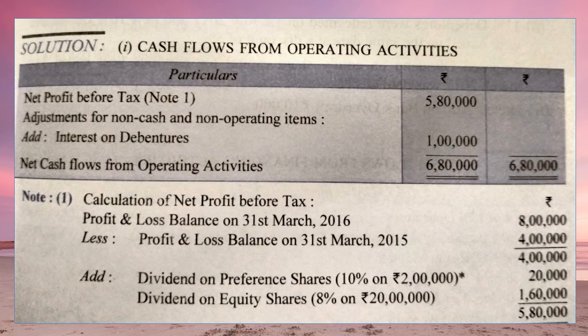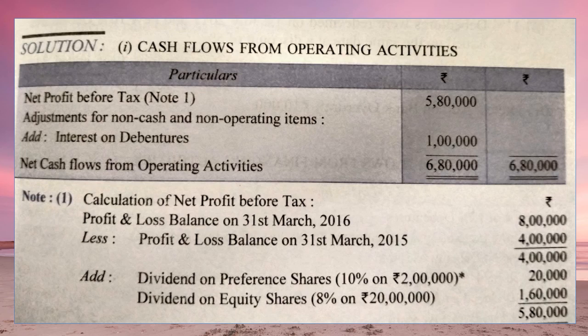Now see, dividend paid. Whatever the amount of dividends, all dividends are paid out of profit. So now because the payment has been done, see, from 8 lakhs you subtracted the profit of last year, absolutely right. And now all the expenses, all the dividends will be added back, because the dividends were paid out of that profit only. Dividend on preference shares, 10% on rupees 2 lakh, it is 20,000. Dividend paid on equity shares, that is 8% of rupees 20 lakh, it is 1 lakh 60,000. So NPBT is rupees 5 lakh 80,000.